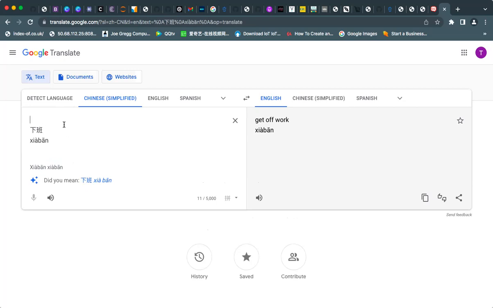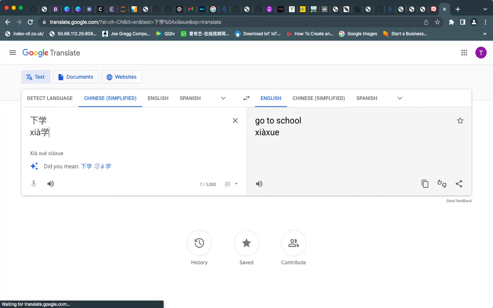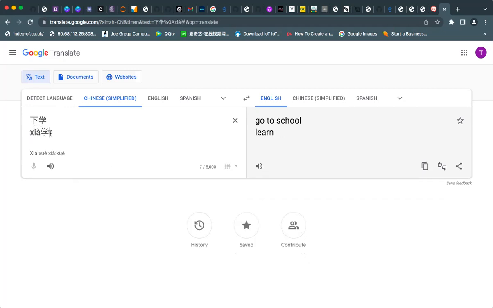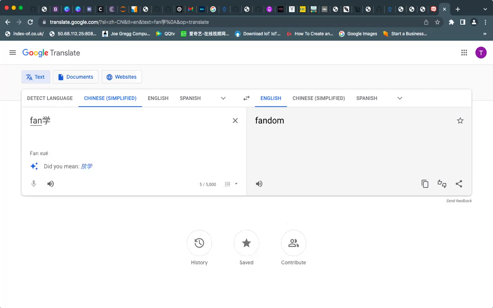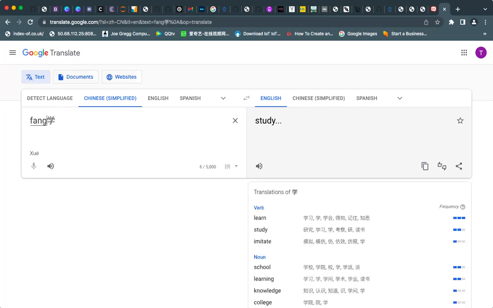And now we want to say you're off school. What do you think we could say for off school? Xia sui. Okay, so this means you are done with school. But in your talk, you're not going to use xia sui. What are you going to use? Fang Sui, which means to be released from school, or to set off the class, right?